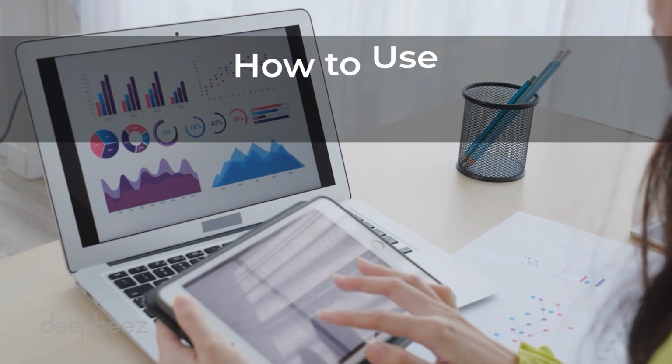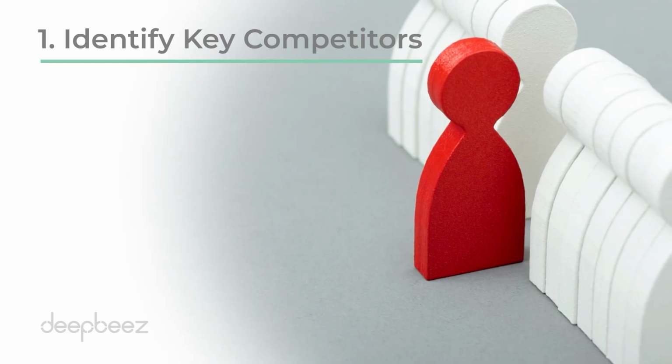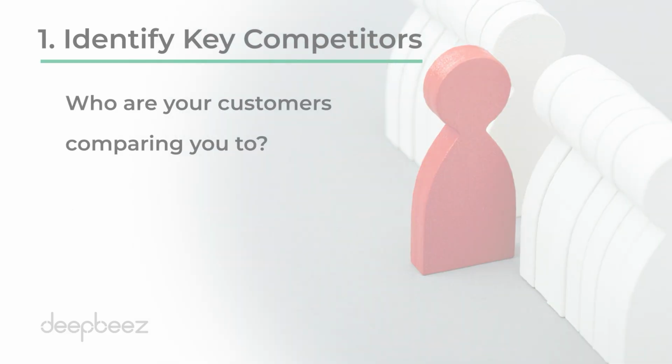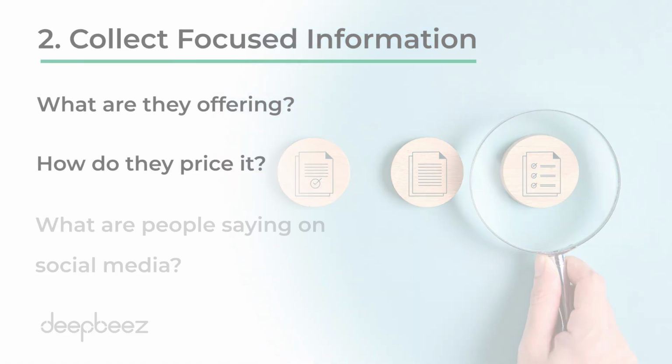So, how do you use competitor analysis in a simple, practical way? Step 1. Identify your key competitors. Who are your customers comparing you to, directly or indirectly? Step 2. Collect focused information. What are they offering? How do they price it? What are people saying in reviews and on social media?